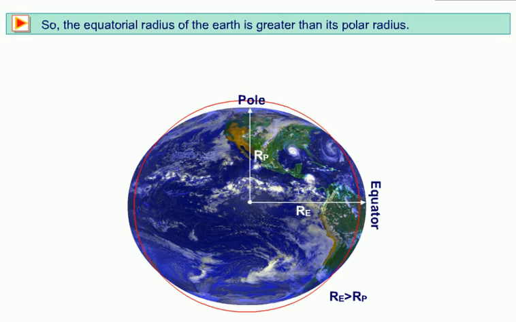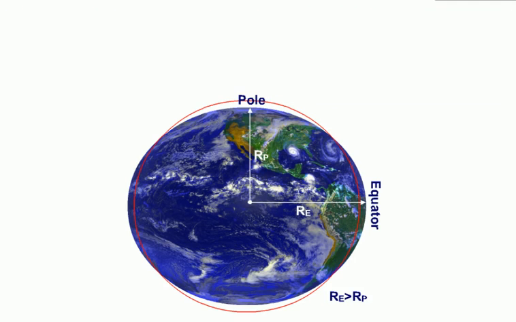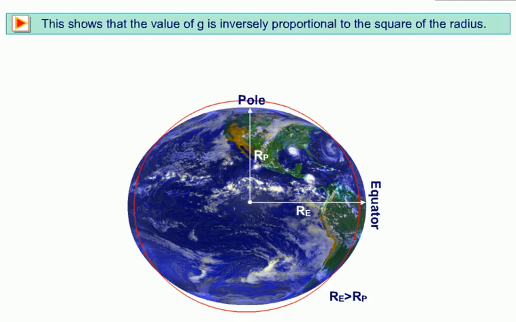Now, since we know that g is equal to GM divided by R squared, therefore g is proportional to 1 by R squared, since we know that G and M are constants. Students, this shows that the value of g is inversely proportional to the square of the radius.